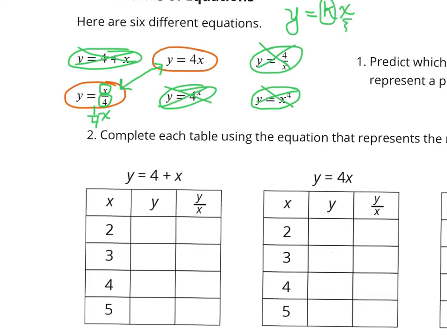I should be able to look at an equation and know if it's proportional or not. Any other weird stuff going on in there? Not proportional. A really simple, nice, clean equation, that's proportional. X times some number. And that number, guess what? It's our constant of proportionality.